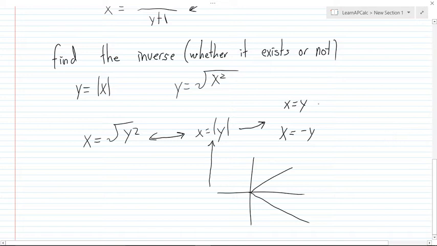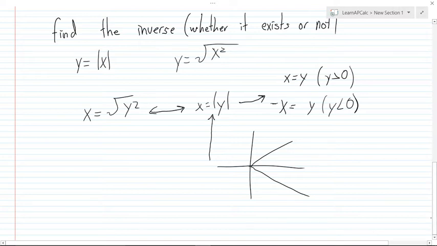And then there are domains here, so when y is greater than 0 and when y is less than 0. I'm sorry, this should be negative x. Apologize. So those are our functions.